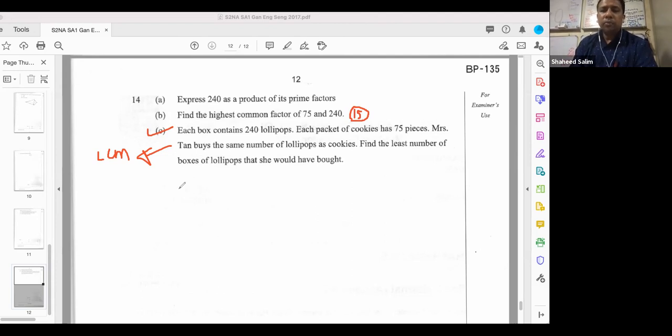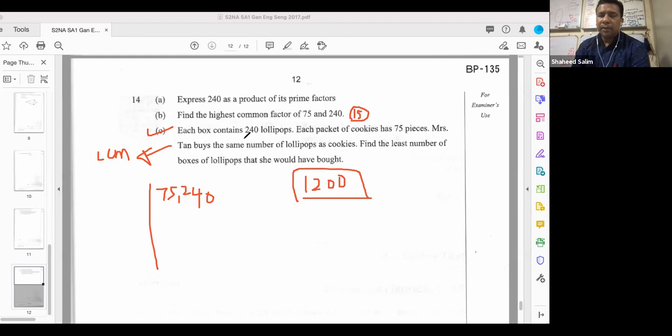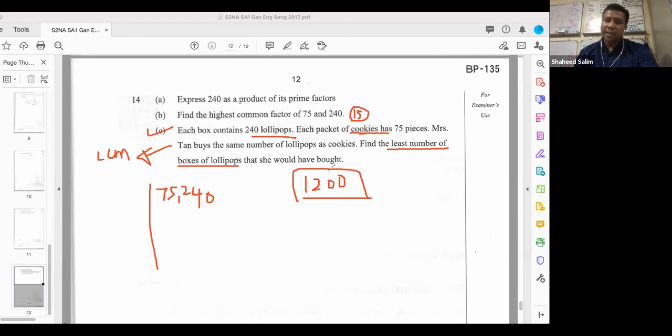Okay, so when we did this, remember, 75 and 240, we got two answers. The HCF, we got 15. The LCM, we got 1,200. Now, what does this 1,200 mean? This means that if you want to buy the same number of lollipops and cookies, the smallest number you can buy is 1,200. You can buy 1,200 lollipops and 1,200 cookies. That's the smallest number. So if they say find the least number of boxes or lollipops, this is the least number of lollipops and cookies you can buy.